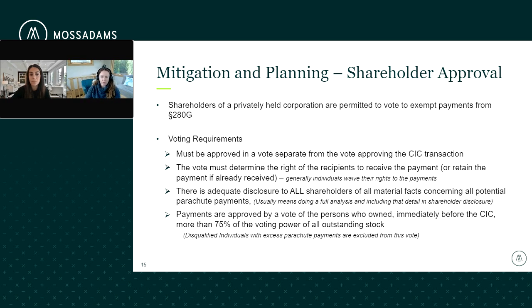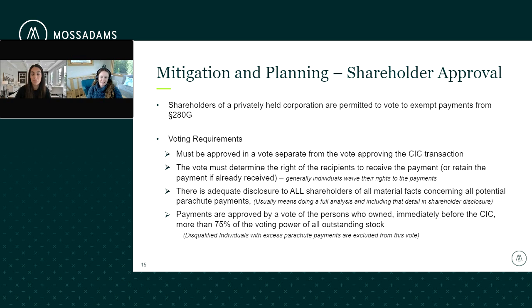There also has to be adequate disclosure to all shareholders of all material facts concerning all potential parachute payments. Usually this entails doing a full 280G analysis to have all of those details and those numbers that then have to be included in those shareholder disclosure documents, including the base amounts and excess parachute payment amounts, and what types of payments are applying. And this is where the accountants, ourselves or others, will work closely with legal counsel to provide that information. And then that goes into those legal documents that go out to the shareholders.